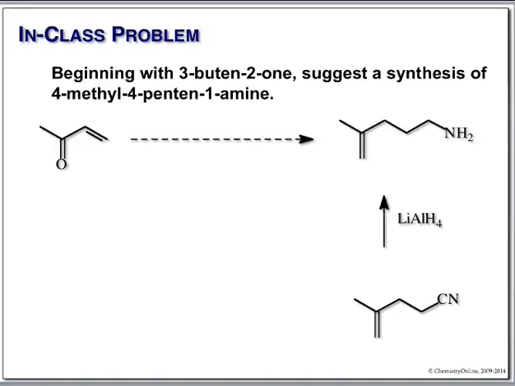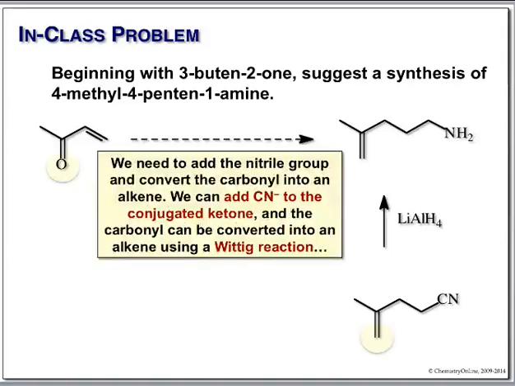Now, remember chapter 18 or 19. How do we do that? The Wittig reaction. Right? The Wittig reaction. So we have to do two things. This carbonyl has to become a CH2. We could do that with a Wittig reagent.